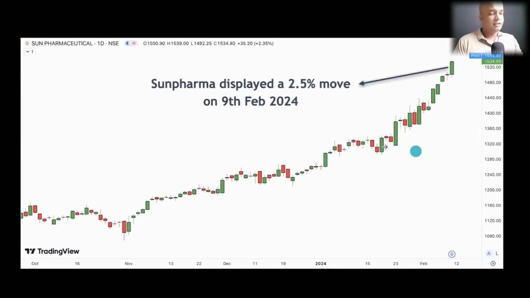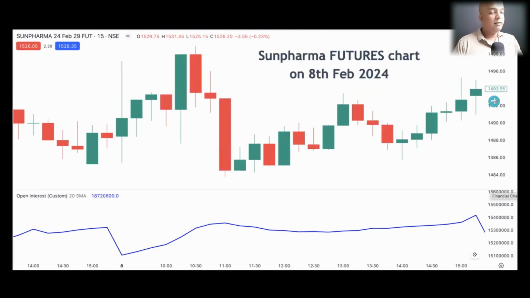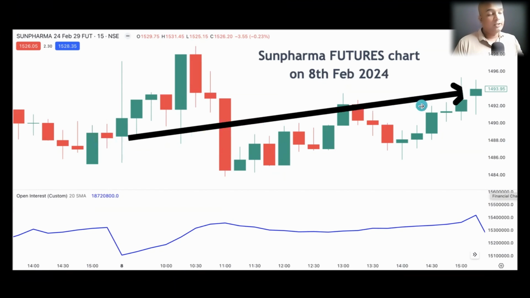Now, this is one more example. Sun Pharma displayed a 2.5% move on 9th Feb 2024. So if you dig a little deeper, okay, Sun Pharma futures, from I guess it is from here to here. From here to here, price went a little upside, and the OI also went upside, and again the price went upside, and OI went upside.